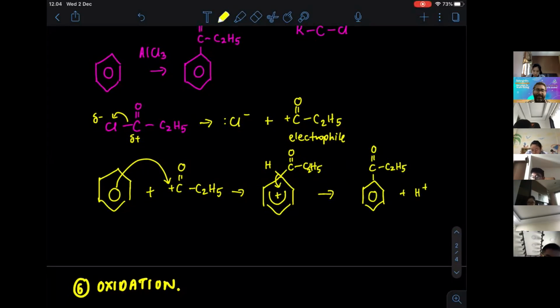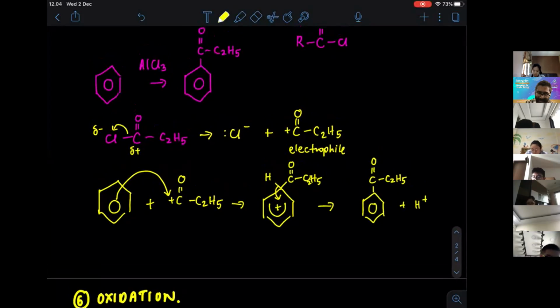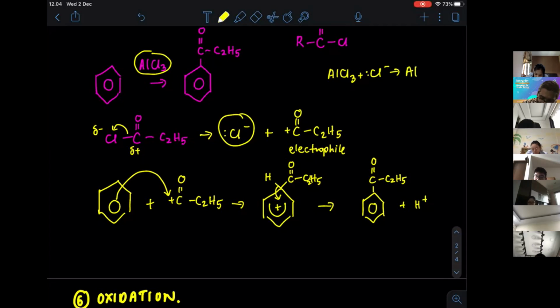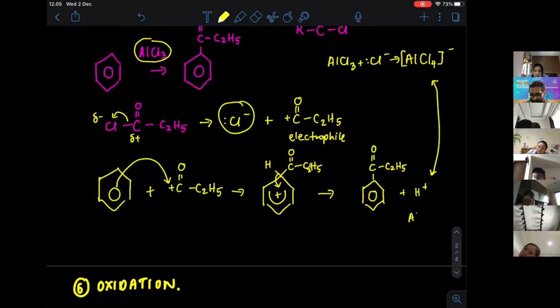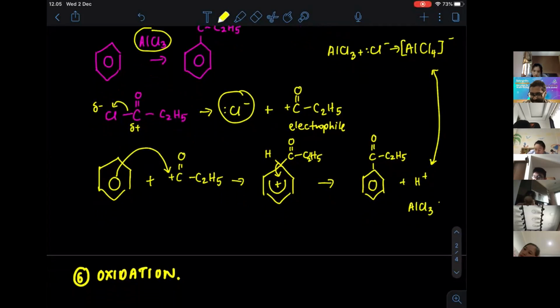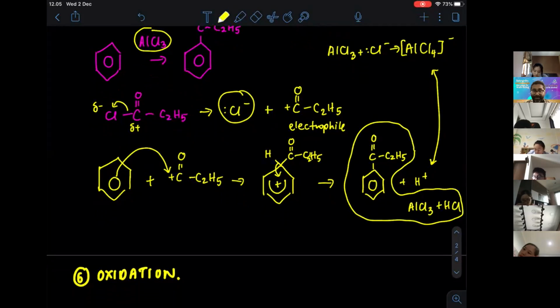And next is going to involve the AlCl3 here. We didn't write the AlCl3. Do remember AlCl3 will combine with the Cl minus. They will give you AlCl4 minus. So they will react with this to give you AlCl3 back plus HCl. So you can just draw this part, it is enough. This is the mechanism of the reaction.